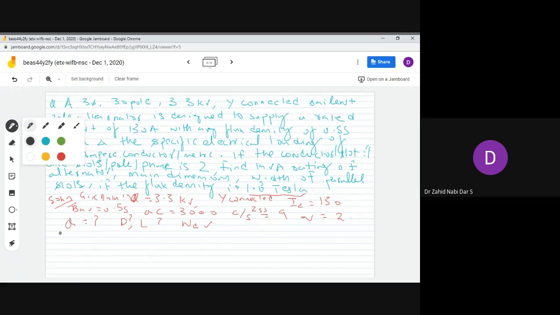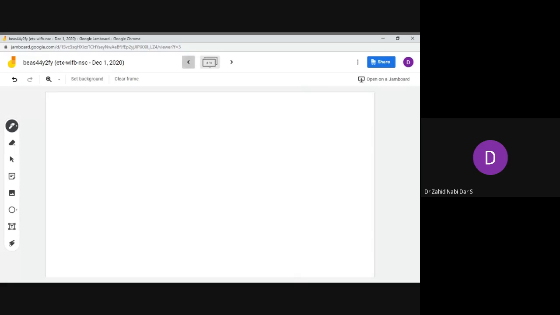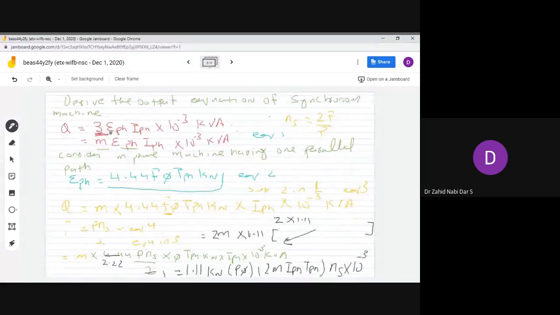So how do you do then? First of all, you will write the kVA rating. For the kVA rating, you know the value of Q. You do the kVA rating very easily. Q value we have seen in the very beginning: this is 3 E phase I phase into 10 power minus 3 kVA. This was about the kVA rating.